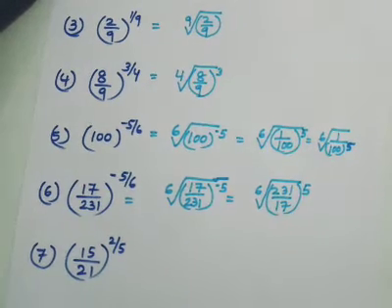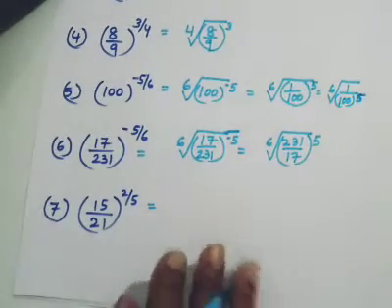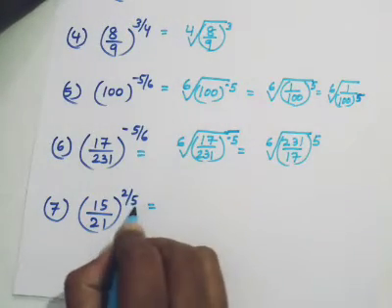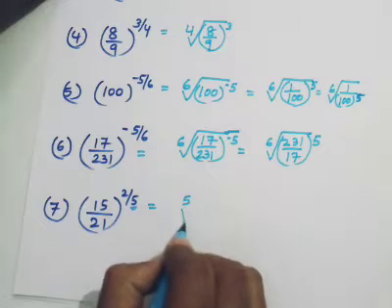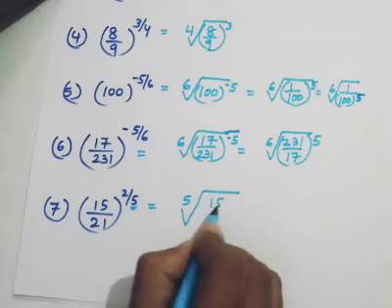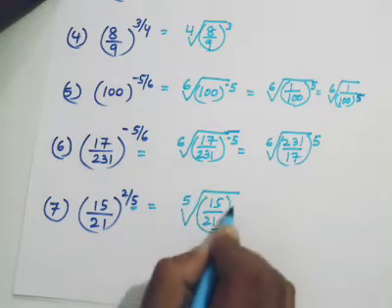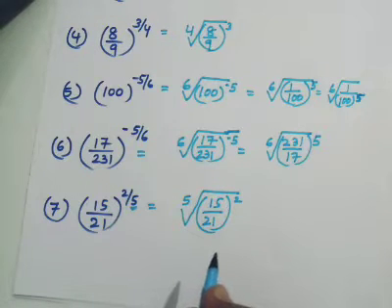Now the last one, 15 by 21 to the power 2 by 5. So 5 is your denominator, so 5 will become your index here. 5th root of 15 by 21 to the power 2. So this is how you can express the given exponents in the form of radicals.